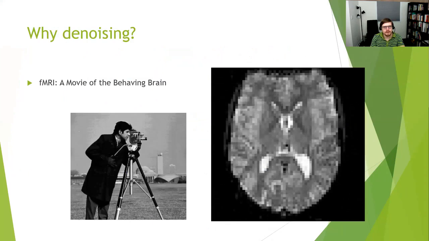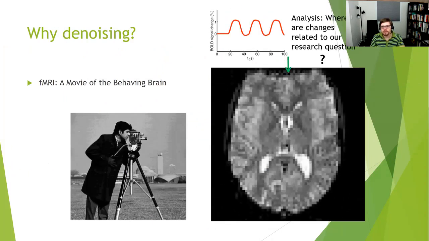To understand noise, let's reflect on what functional MRI is about. We're basically acquiring a movie of the behaving brain, and then the analysis stage answers the question: are there any changes in that movie that are related to our research question? So changes that might be correlated with the task, or for resting state fMRI, changes in different brain regions that are somehow synchronous or correlated.